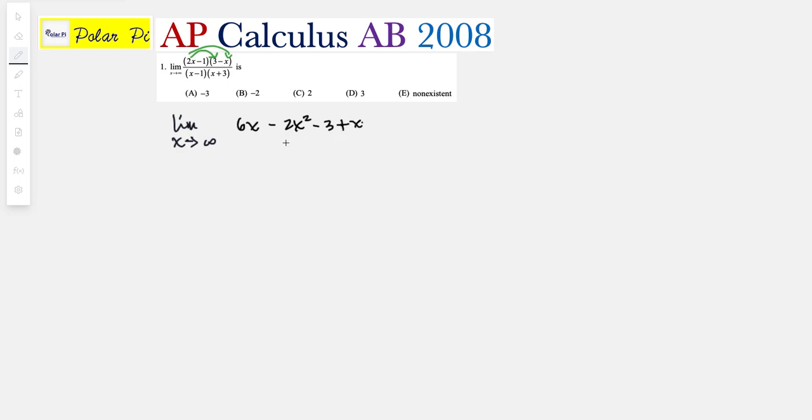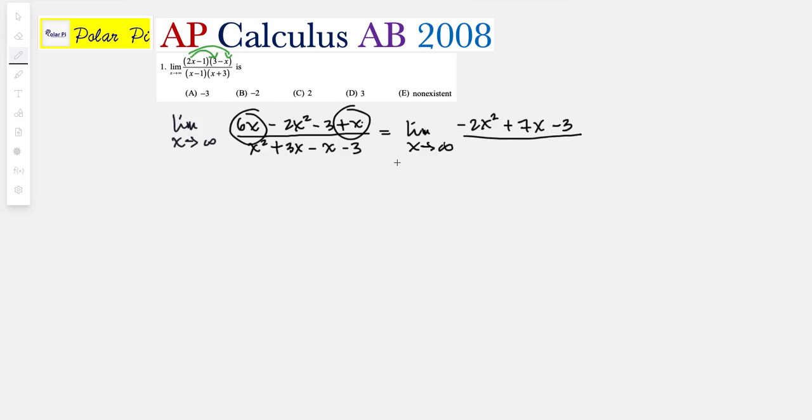There's a bit of simplifying that we have to do, obviously. And this is divided by x squared plus 3x, and then minus x, and then minus 3. This equals the limit as x goes to infinity, and we have some cleaning up to do upstairs. Sorry, so that's minus 2x squared. Not 6x, my bad, 7x, because we've got a 6x right there and a plus x, so that makes 7x. And then minus 3. And then this is divided by x squared and then plus 2x.